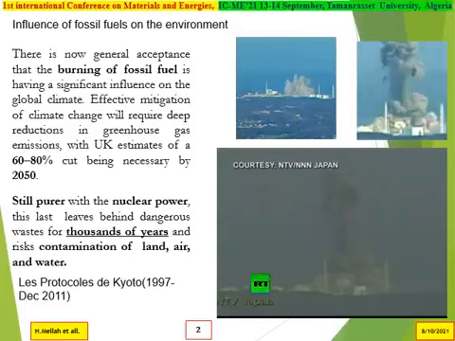This figure shows the catastrophic nuclear accident in Japan.